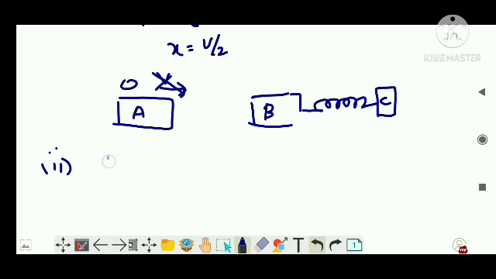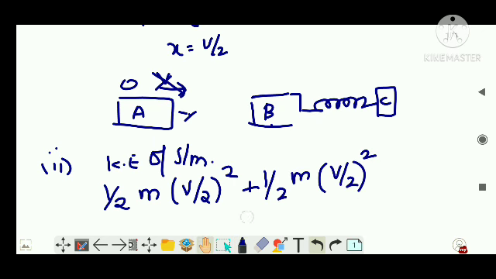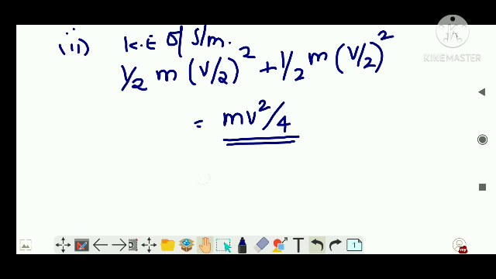What was the second part? Kinetic energy of the system. What is the kinetic energy of the system? Now this one is addressed, no need to find this one. Half into m, that is the mass of B, into the velocity of B, that is V by 2, whole square, plus half m into V by 2, that is the velocity of C, whole square. So it is mV squared by 4. Right, the second part is very easy.